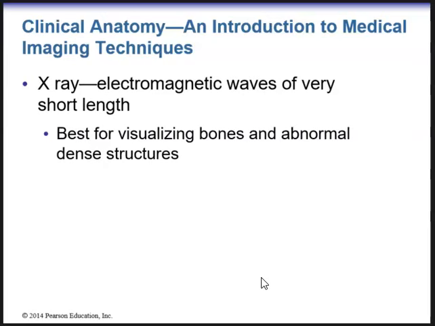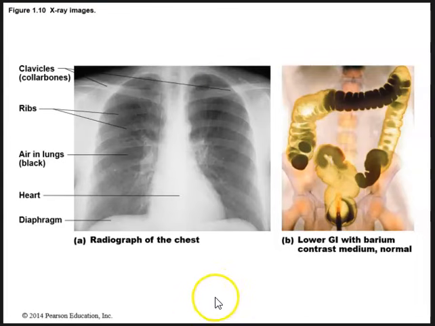as abnormal dense structures. So here we can see on the left an X-ray or a radiograph of the chest. We can see that the lungs are filled with air, so they are going to look black. However, denser structures such as bone will actually absorb the X-rays, and then they will show up as radio opaque, so a white color, so we can see the bones within the chest.